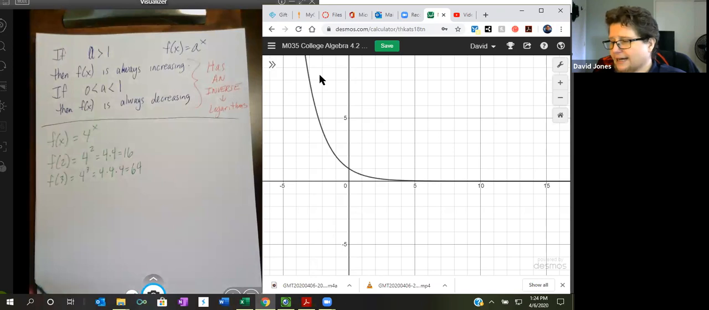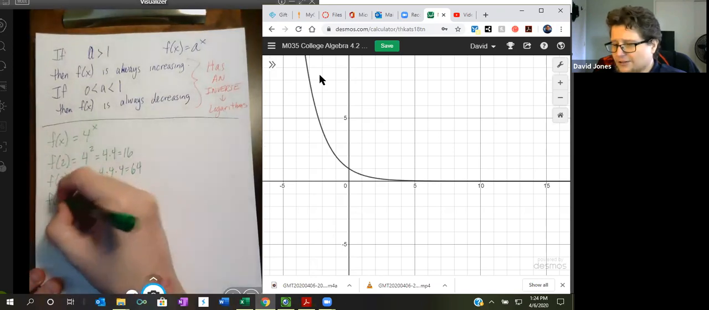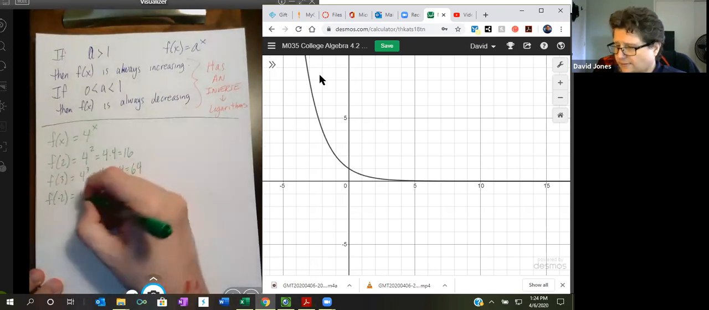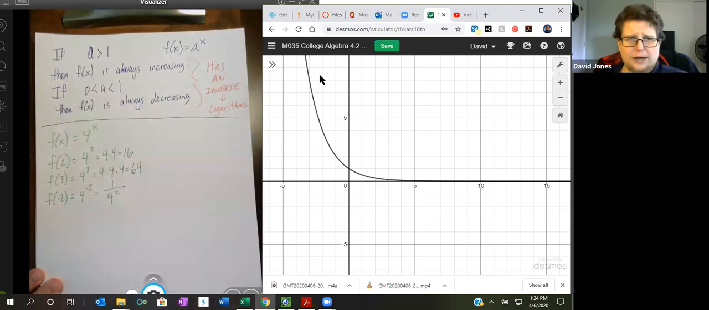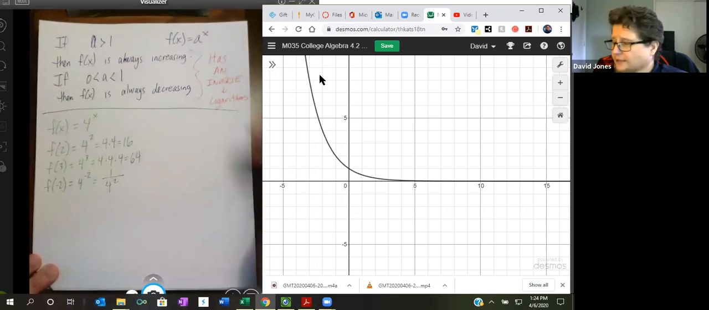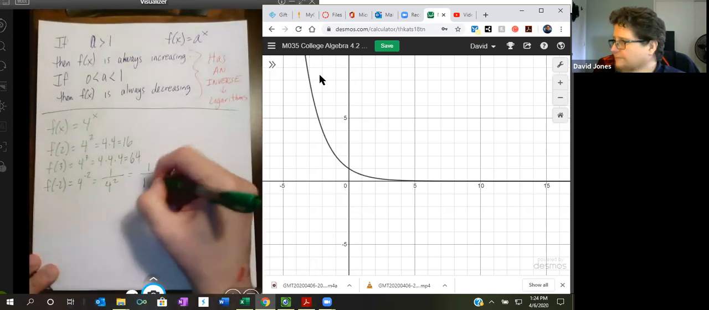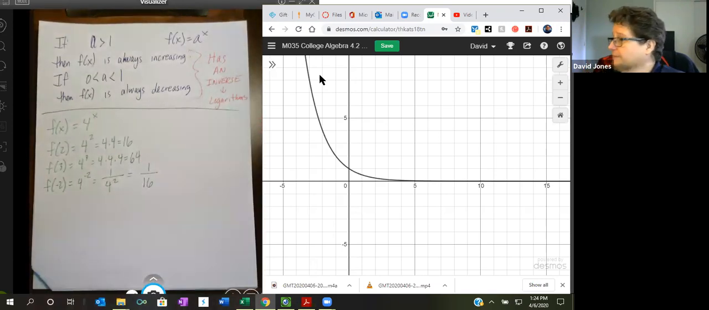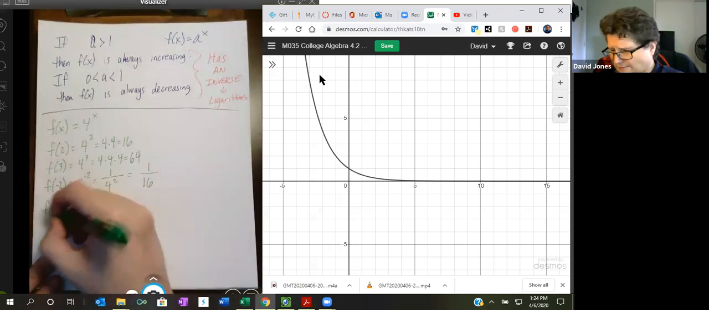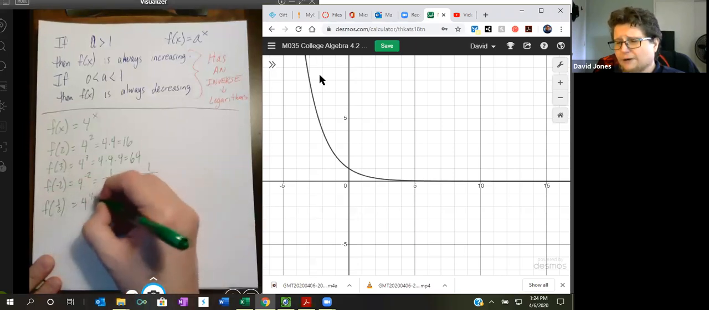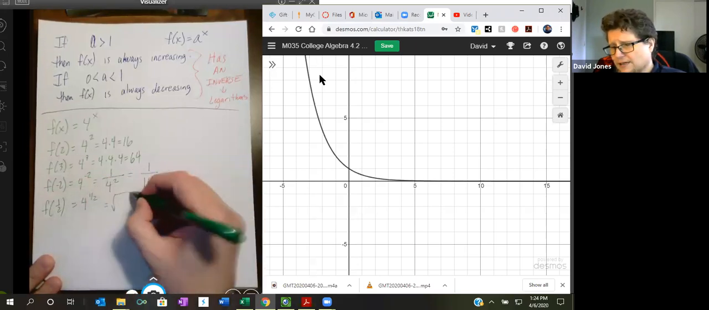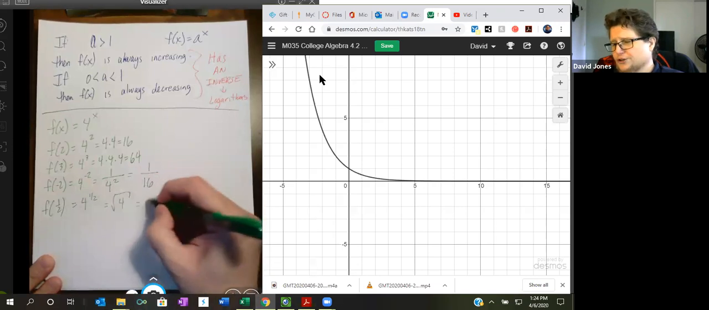We can plug in negative exponents or negative values. That turns into 1 over 4 squared, which is 1 over 16, etc. We can even stick in fractions. 4 to the 1/2 power is the square root of 4, which is 2.